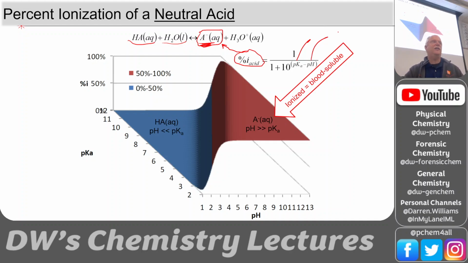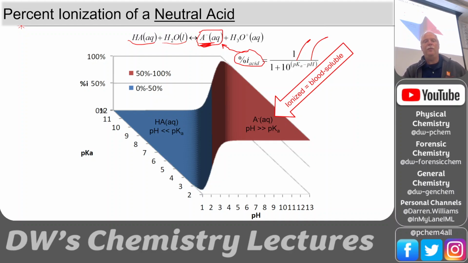So if I know the pH of the stomach, I can calculate the percent ionization if I know the pKa. If I know the pH of the colon or the small intestine, and I know the pKa of the substance I have, then I can calculate the percent of that acid that's ionized.